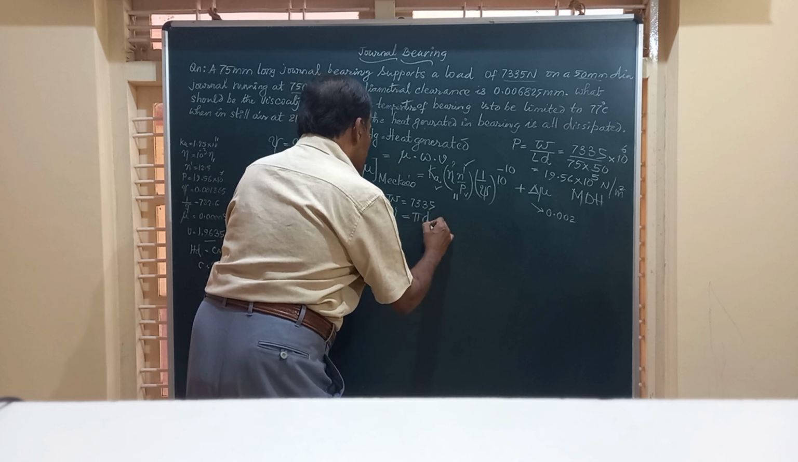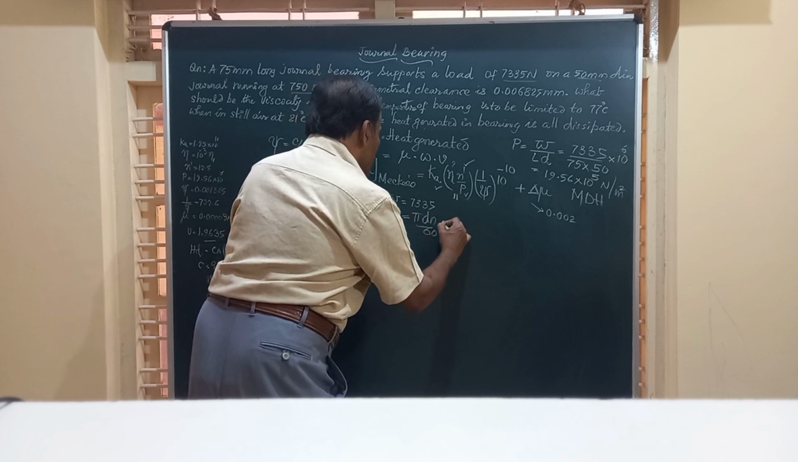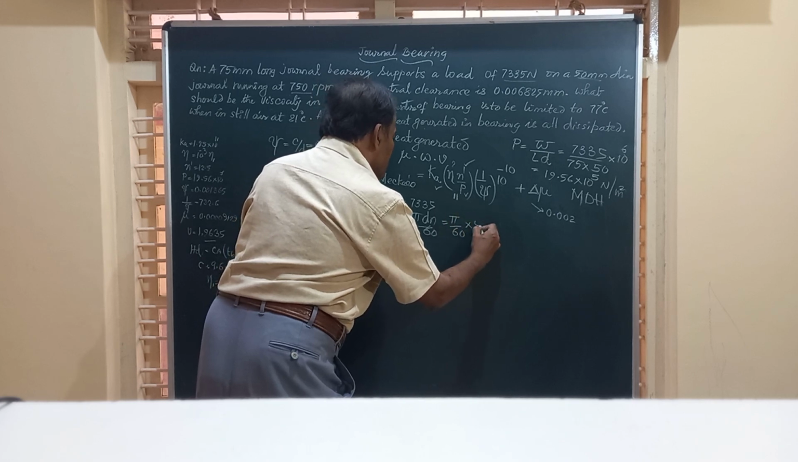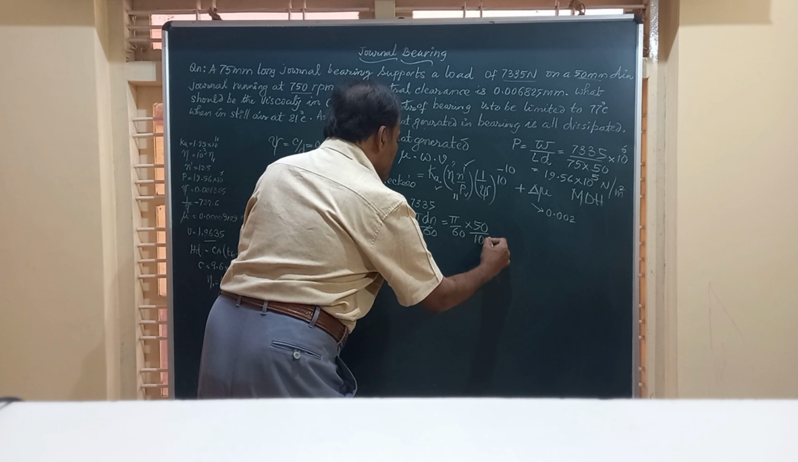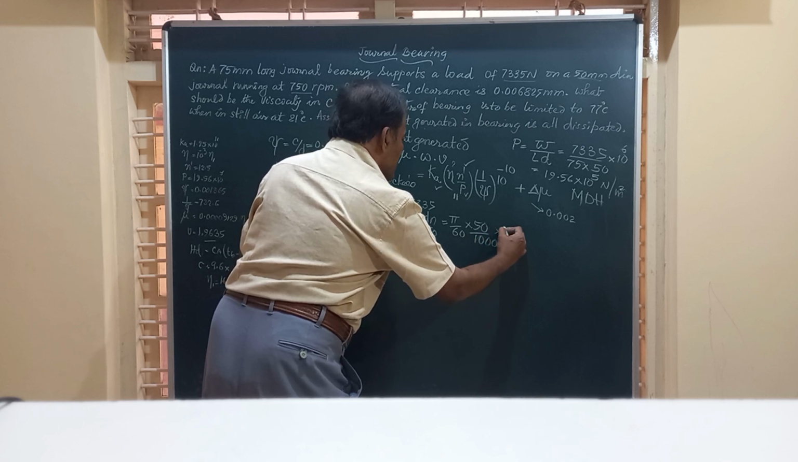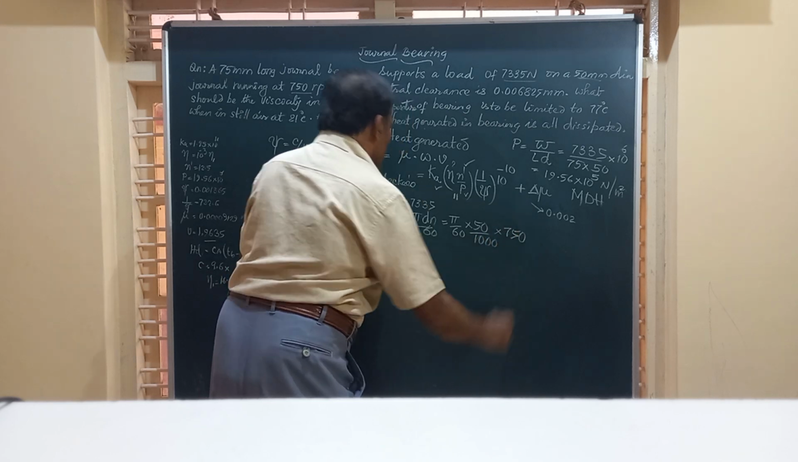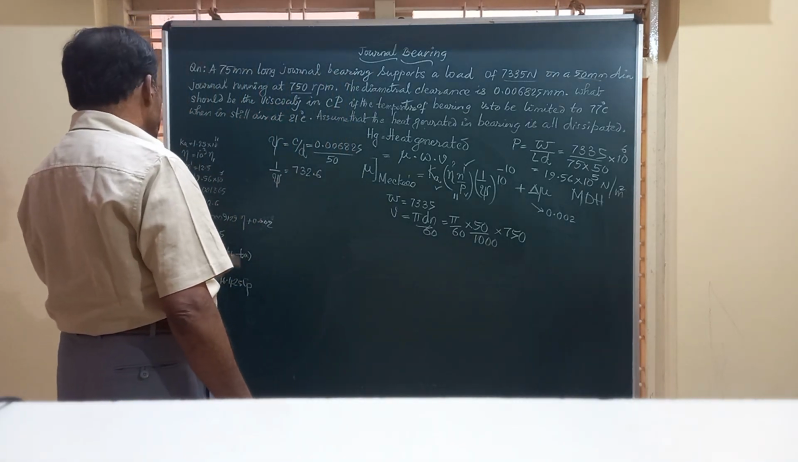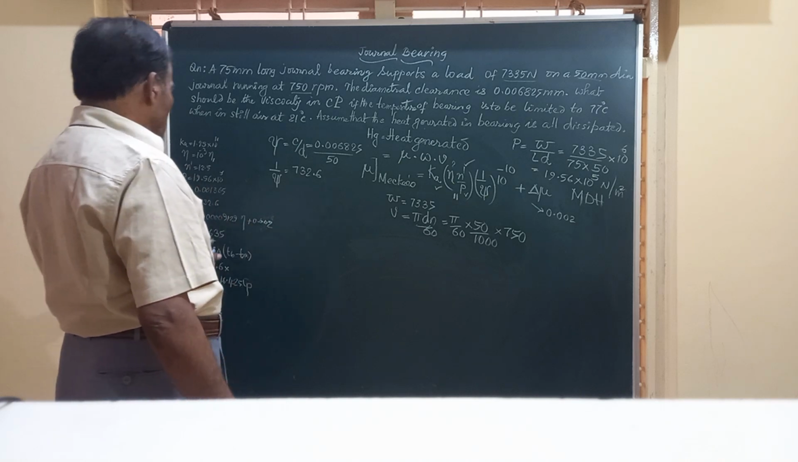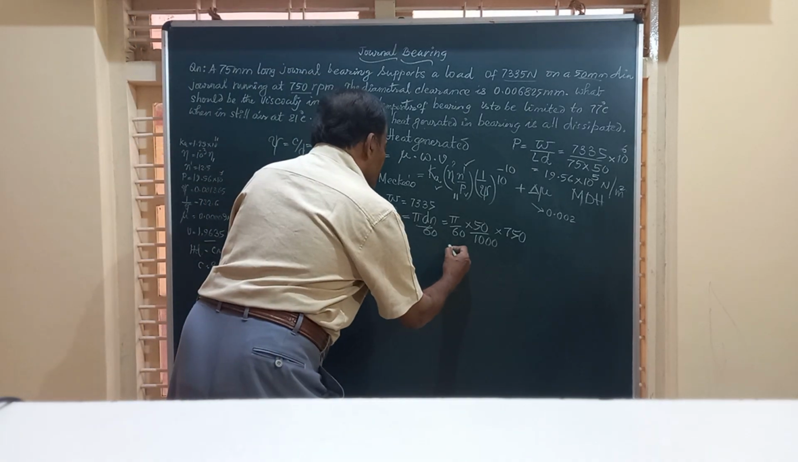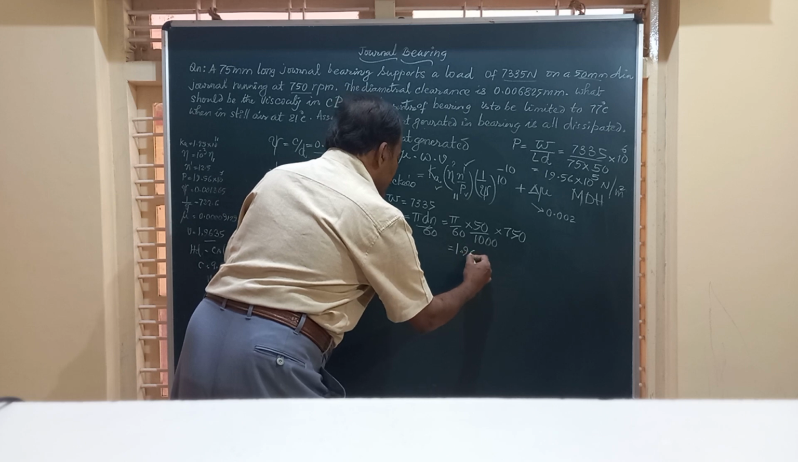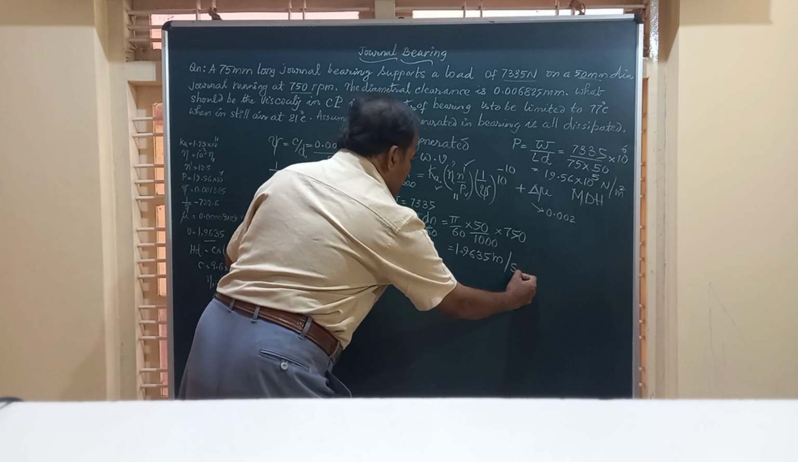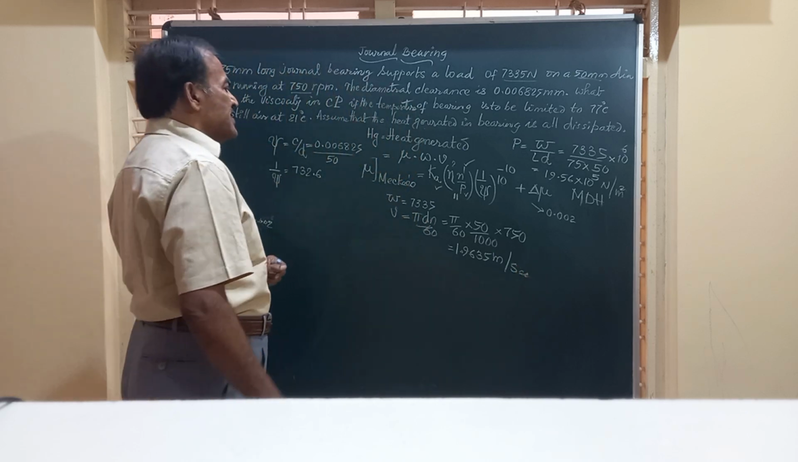Pi dm by 60 meter per second. Pi by 60, diameter is 50 by 1000, to convert millimeter to meter, into speed is 750 rpm. Friends, if you substitute these values, you finally get the value of this velocity as 1.9635. It is in meter per second. Meter per second is the value of velocity.